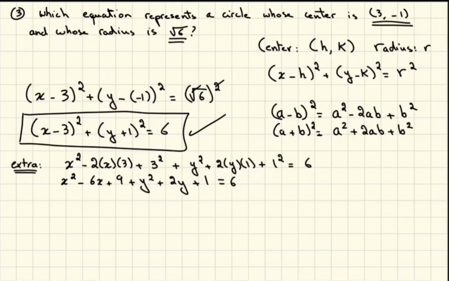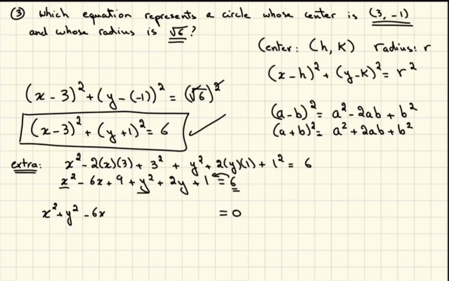Now whenever we have expanded form, usually we don't write a number at the end. We move it to the left side and we write it equals 0. So I'm going to move the 6 here, and I will write it this way. We write the highest exponents first, so the x squared and the y squared I write first.